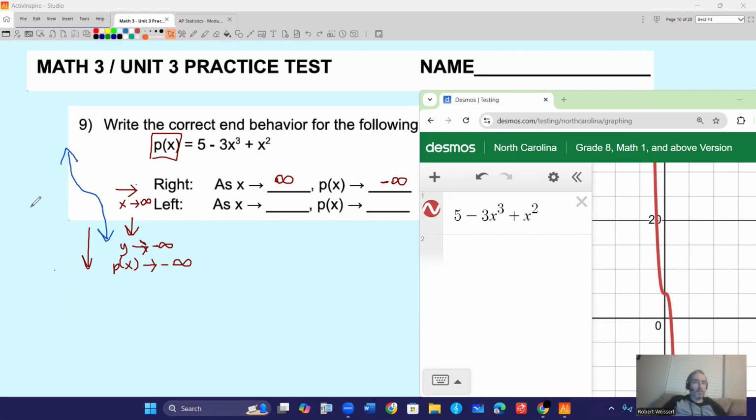On the left side, the x value is going to go toward negative infinity, because negative infinity is over here on the left side. So we'll write negative infinity on the left. And in this case, the graph points up on the left side. So since it points up, the y values will go to positive infinity. So as x goes to negative infinity, y, p of x, goes to infinity. And that's how you do end behaviors for a polynomial function.